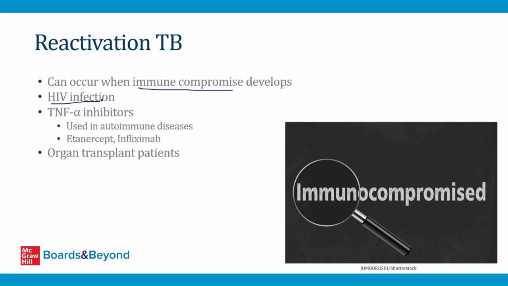There are certain drugs that inhibit the effects of TNF-alpha. These are used in autoimmune disease. These are drugs like etanercept and infliximab. And so many patients who are placed on these drugs are actually tested for latent TB before treatment, because reactivation could occur. Also, any patient who's had a solid organ transplant, like a kidney, for example, these patients often are on powerful immunosuppressants to prevent organ rejection, and that can compromise the immune system, leading to reactivation TB.